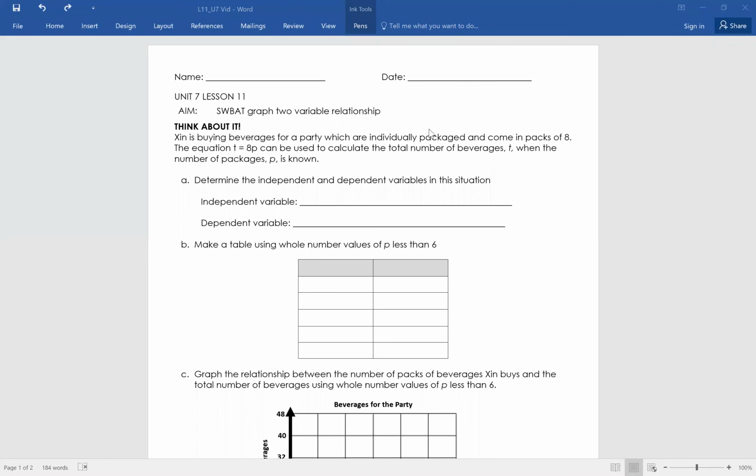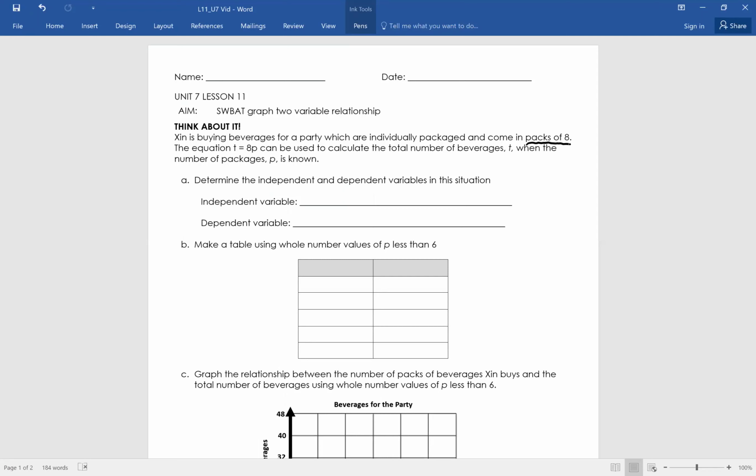All right, guys, let's take a look at Unit 7, Lesson 11. Think about it. Shen is buying beverages for a party, which are individually packaged and come in packs of 8. I'm going to go ahead and underline packs of 8. The equation T equals 8P can be used to calculate the total number of beverages T when the number of packages P is known. So we know what T represents and we know what P represents.